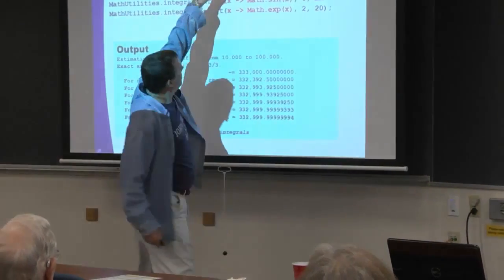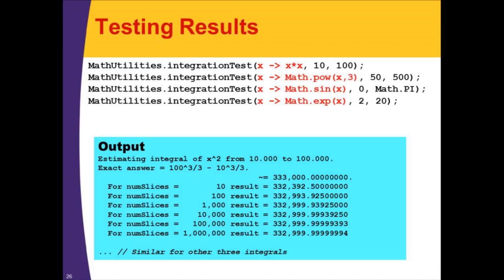OK, so the API says it expects an Integrable, but I can pass in a lambda. And this is where it's just so much more natural and readable. Integrate the function that takes x and squares it from 10 to 100. And this test routine does it with 10 slices, 100 slices, 1,000 slices, 10,000 slices, 100,000 slices, and compares the answer. Integrate x to the third. Integrate sine of x. Integrate e to the x. It's just so much more natural.